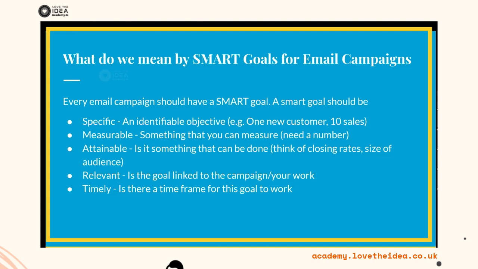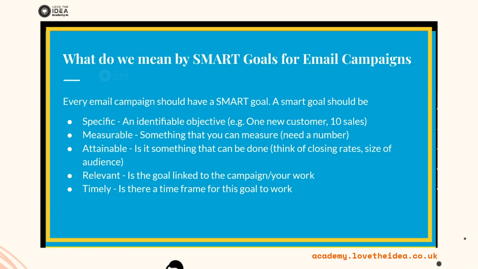Attainable, is it something that can be done? So if you've got an email list of 100 people, you're not going to get 50 sales out of it. So don't sit there and go, right, I'm going to get 50 sales out of these 100 email contacts. I've got 100, I want 1 new sale. Make it attainable. Is it relevant? So when you're writing an email about app development and how you can help them, don't make your goal something like, I want them to download a resource if it's not relevant to that email.